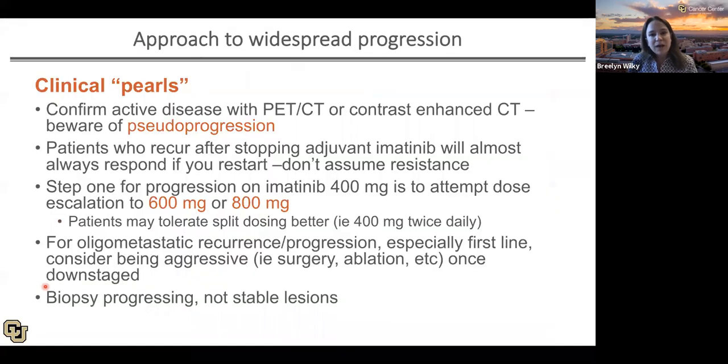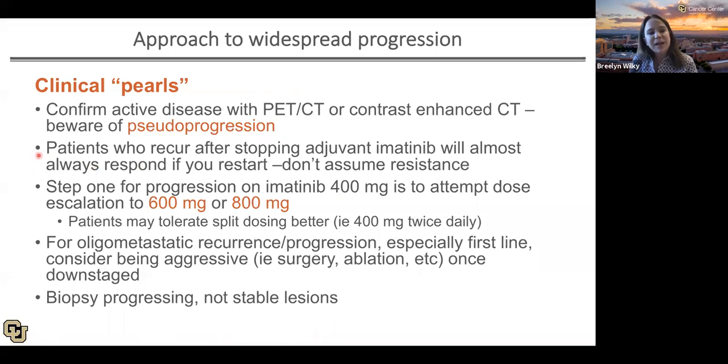So then we're talking about widespread progression. There's a few little clinical tips that I like to remind folks about whenever you're dealing with metastatic disease and you're trying to figure out if you need to change therapy. Number one, you always want to confirm the disease is actually active. This is what we touched on earlier, using PET scans or contrast enhanced CAT scans, because we're looking for pseudoprogression. We'll look at a couple of examples of this where you think the disease is getting worse based on the scan, but in reality, it's actually responding.